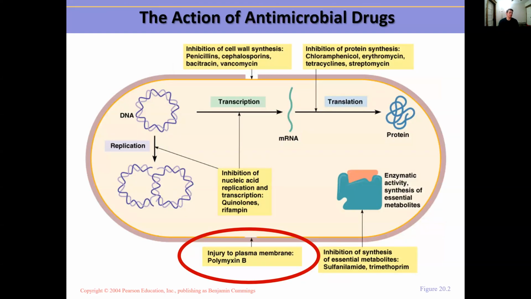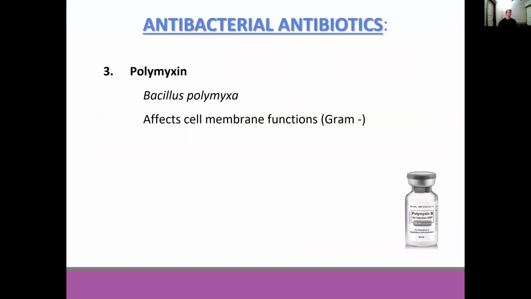The other action that we can look at is injury to the plasma membrane. Injury to the plasma membrane typically involves changes in its permeability that can lead to losses of important metabolites. Just as a reminder, metabolites are important for metabolism, for example, food and energy for growth. The drug that we're going to discuss quickly here is polymyxin. This is produced by Bacillus polymyxa, a gram-positive bacterium.